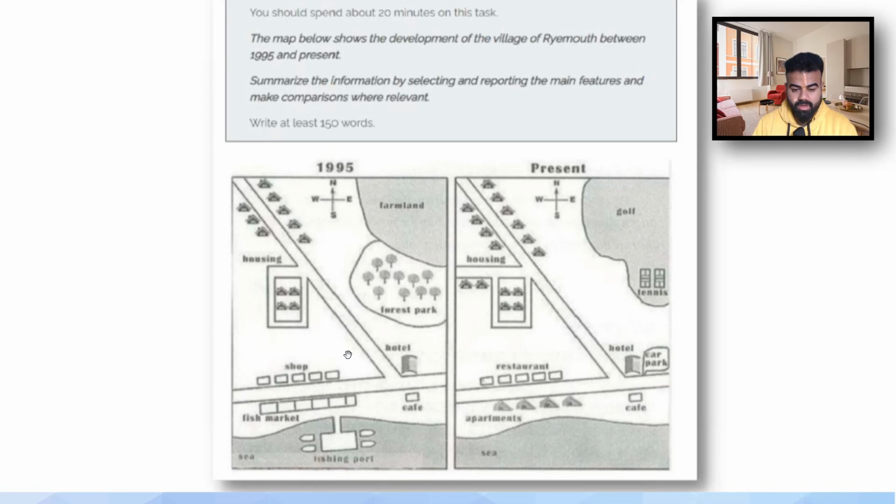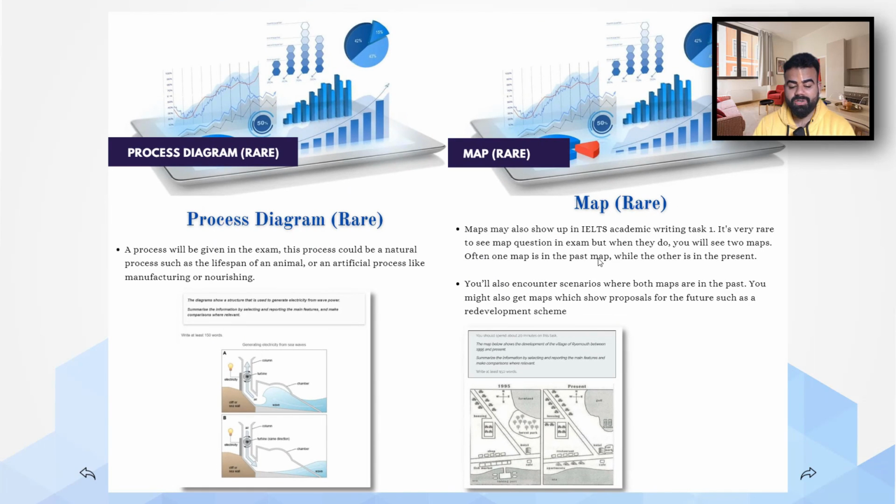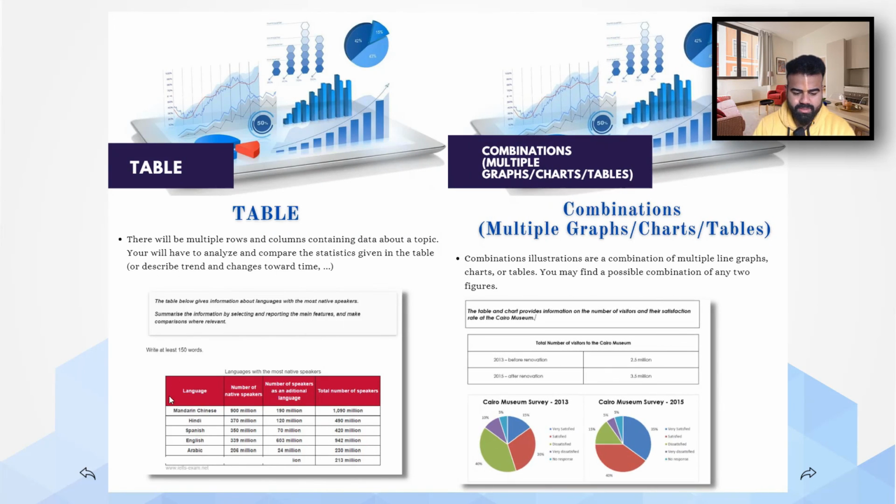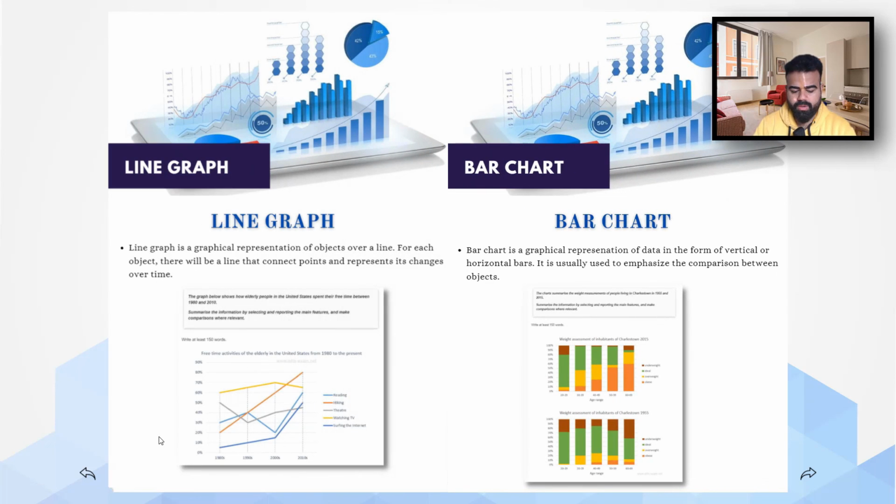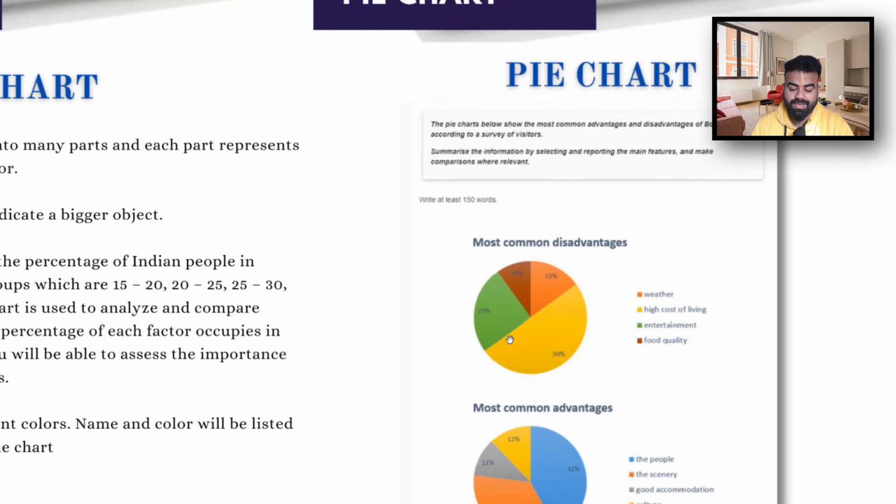As in this example, you can see lots of changes have been observed in the village. In 1995, farmland is now developed into a golf course, right? And there is no forest park now. All the area of the forest park is now clubbed with the golf course. That's how you need to find the changes between the two diagrams, and same for process diagrams. And for the table and different charts, I already told you, you need to find the main features considering all the elements that are presented and how the trend has changed over time. For the pie chart, it's how the sectors are divided among all the elements. That's what you need to capture.